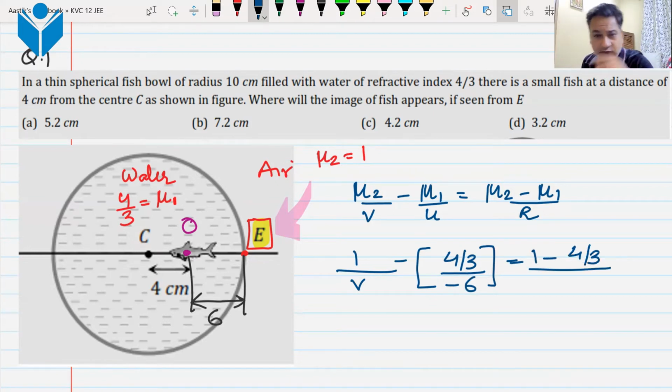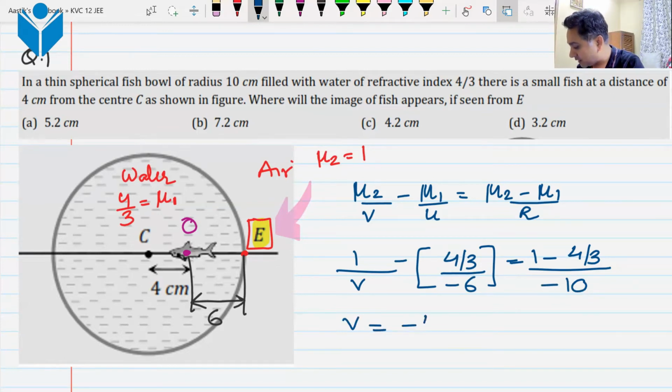How much is the radius of curvature of this surface? 10 centimeters. Plus or minus 10? Minus 10, because this is concave. Do we understand this? Yes, sir. You put these values and you will end up with an answer. What is the answer that you are getting?